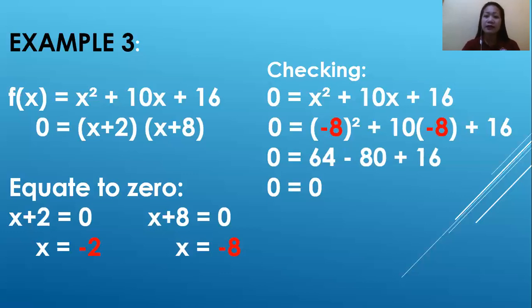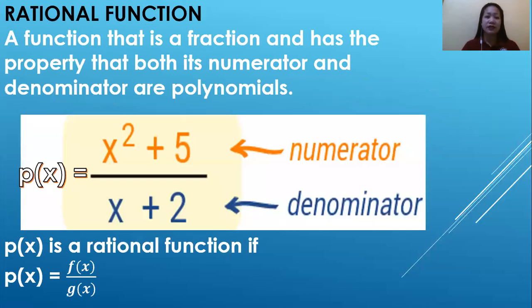x squared for negative 8 is equal to positive 64, plus 10 times negative 8, we have negative 80, plus 16. The difference between 64 minus 80 is equal to negative 16, plus 16 is equal to 0. Therefore, the values of x, which are negative 2 and negative 8, are the correct values for the given function or equation.